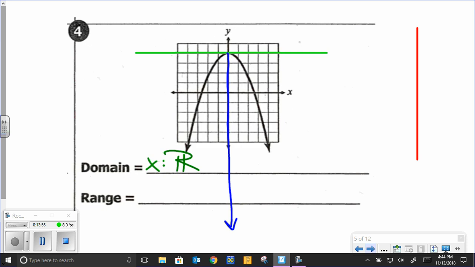That means that my Y values, my range, are not going to be all real numbers because it has a starting place. It's going to be all the numbers. Is Y going to be greater than 4 or less than 4? If this is 4 right here, it's going to be all the numbers that are less than 4. So Y is less than 4. But Y is also equal to 4 because right there at that point, it's also 4. So you've got to make sure you have that Y is less than or equal to 4.